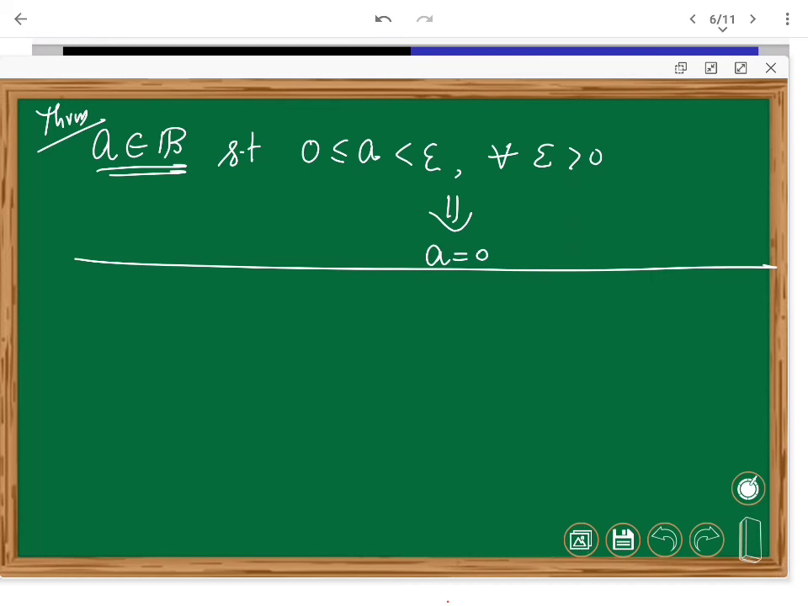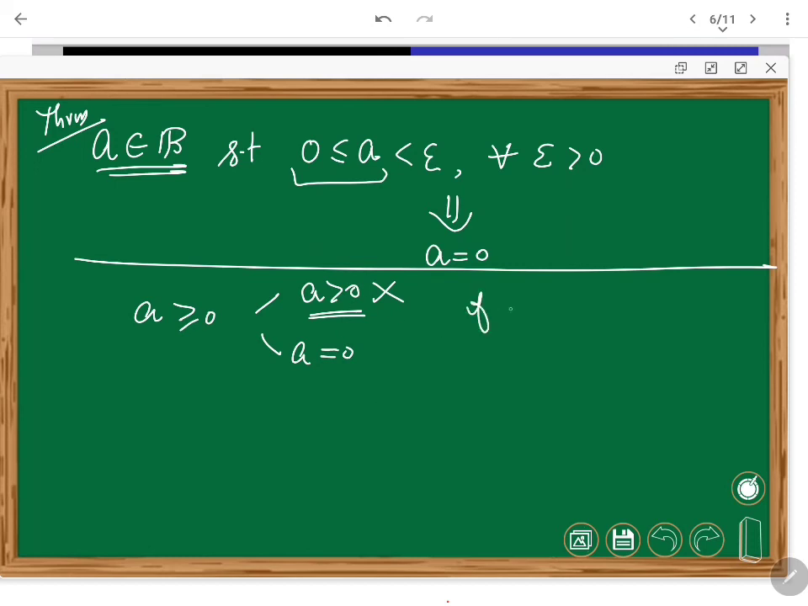Just assume the contrary. See, this part is already there. A is a non-negative real number, A is greater than or equal to 0. So there are two possibilities. Either A equals 0 or A is strictly greater than 0. So you have to bar this, that is, A is not going to be greater than 0. Suppose on the contrary, either this or this has to happen.